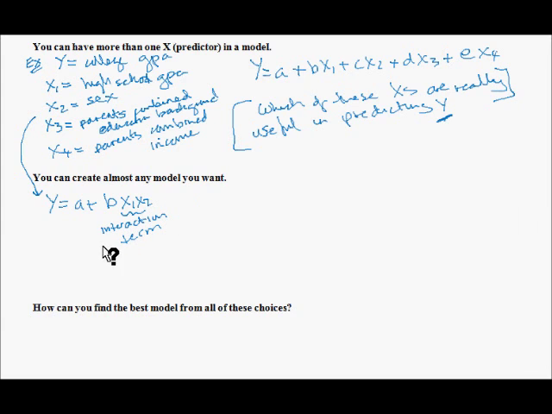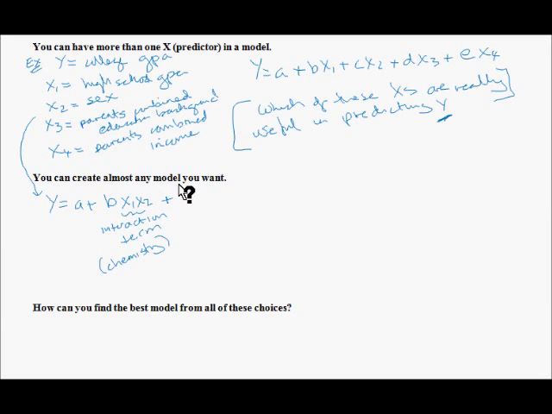Interaction terms, for example, in biology and chemistry, oftentimes make sense. One chemical by itself isn't very reactive, but if you combine two of them, it becomes very reactive. So interaction terms may make sense.